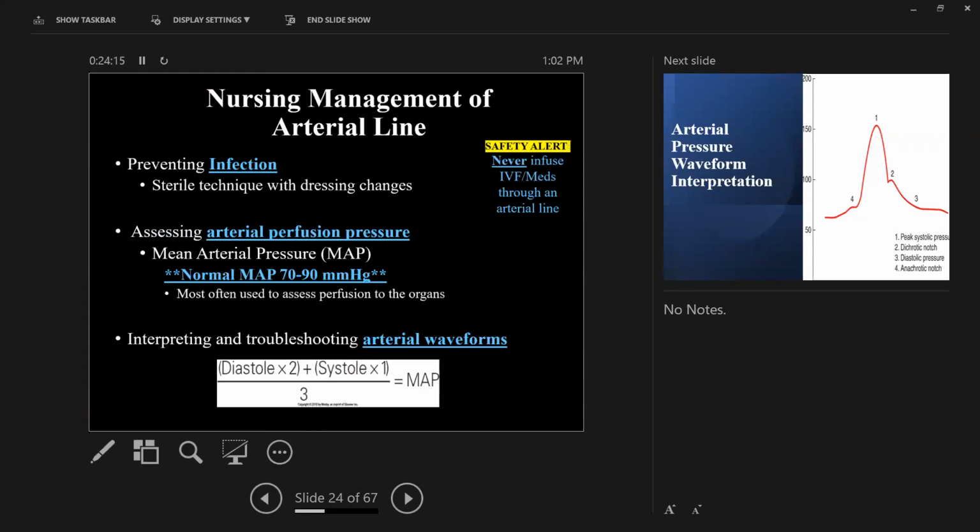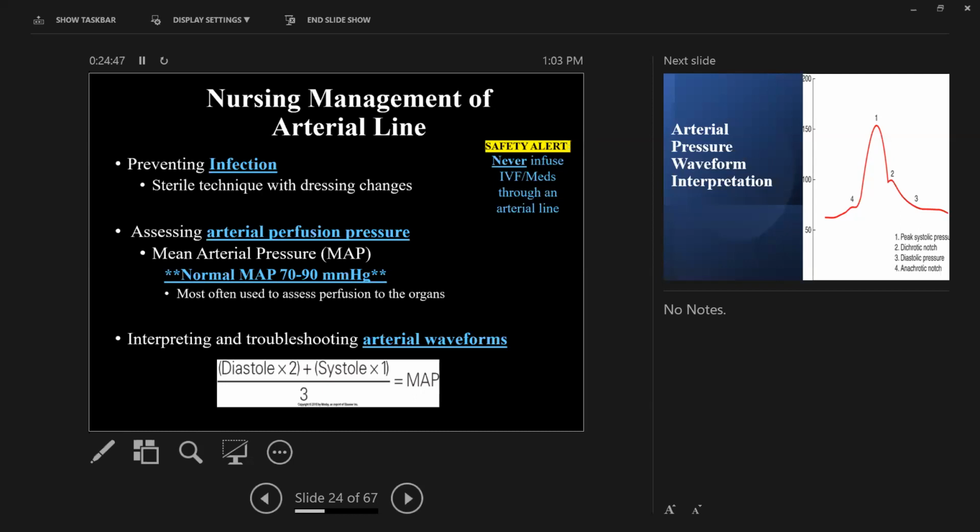Assessing arterial perfusion pressure. This right here is most important. You're going to learn about this in the cardiac patient and in the renal patient. A normal mean arterial pressure is 70 to 90. Some physicians will say, I'll be happy if the MAP is 65. So I usually ask if somebody's ordering a medication to bring the blood pressure up where they're comfortable with a mean arterial pressure. Nationally, when you take NCLEX, 70 to 90 is the normal mean arterial pressure.